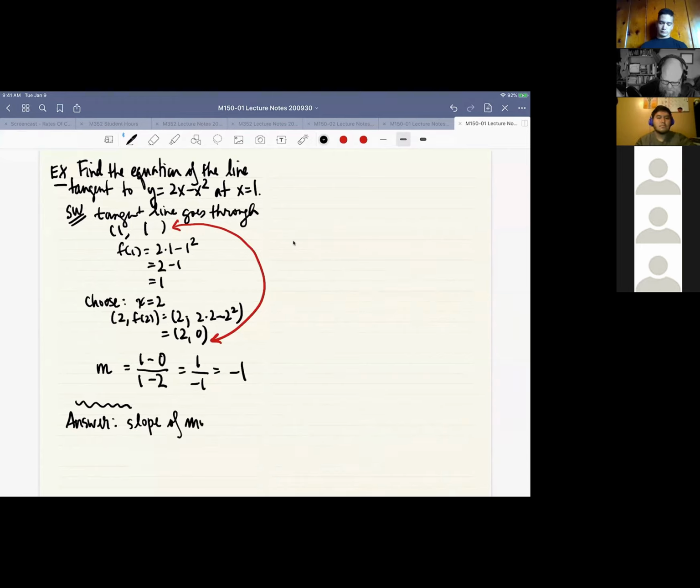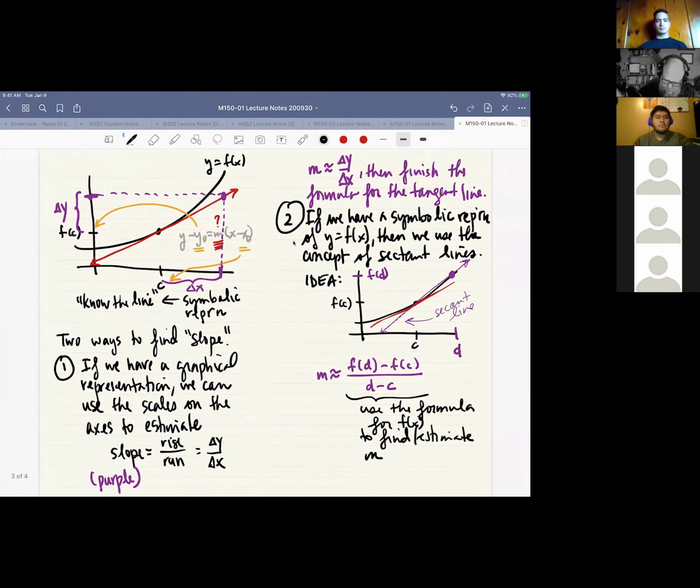Slope of my tangent line is approximately m equals negative 1, according to this calculation. But if we go back and look at the picture, this distance here, if I were to make it smaller, if I were to bring d closer, that would bring this point down closer to my point of tangency, and the slope of the line that I get might be a little bit better.